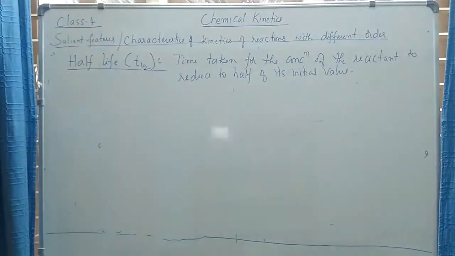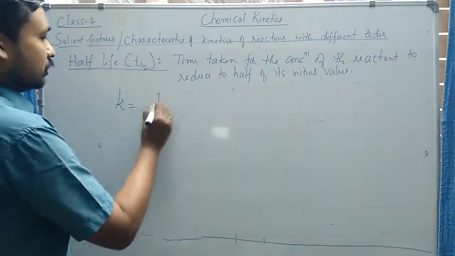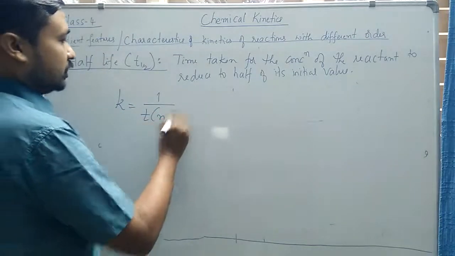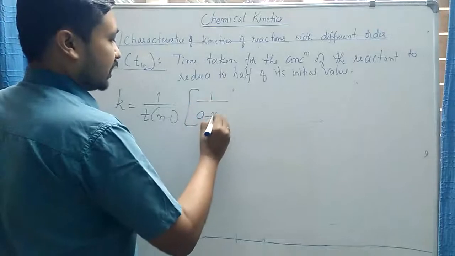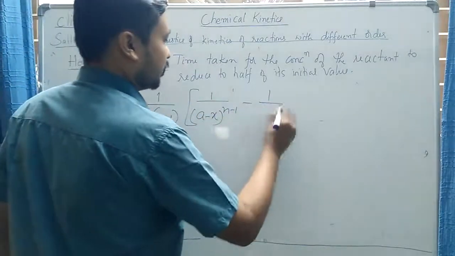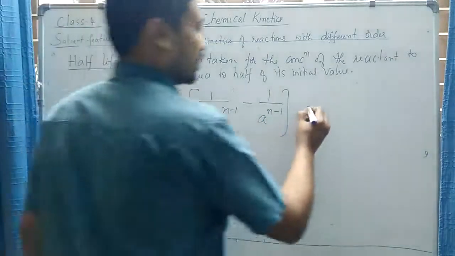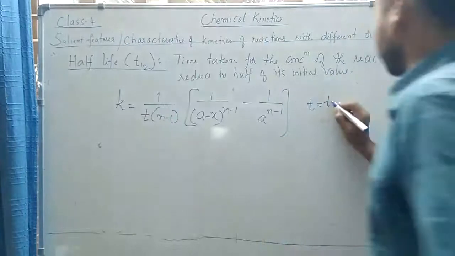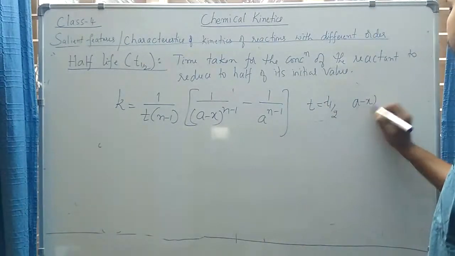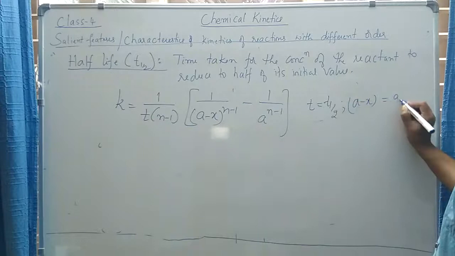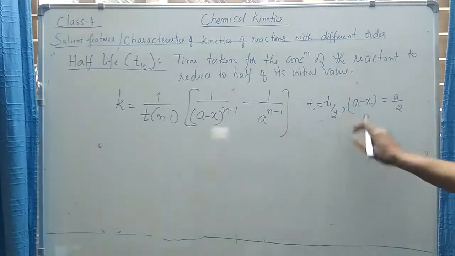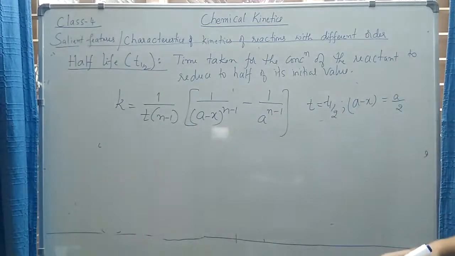So let us consider the nth order reaction. Okay, I will rewrite the expression for K. K is equal to 1 by T into n minus 1 into 1 by A minus x to the power n minus 1 minus 1 by A to the power n minus 1. So if I substitute the condition that at T is equal to T half, A minus x will be equal to A by 2. Okay, if I substitute this condition here and if I make some rearrangements, I will obtain an equation for T half.